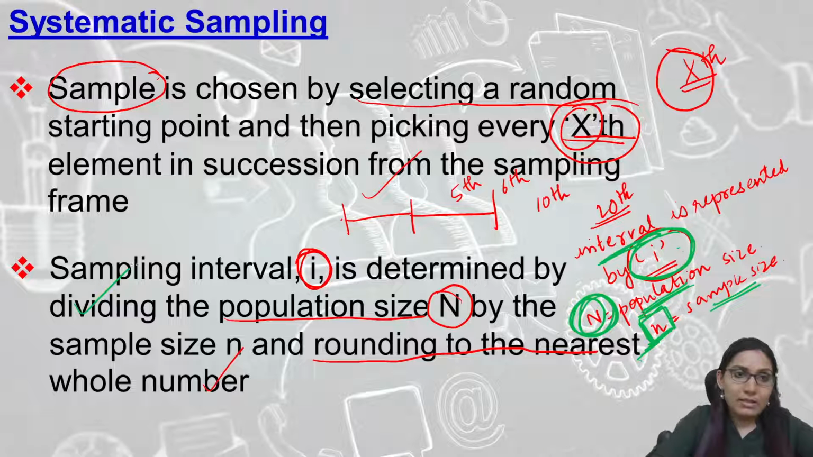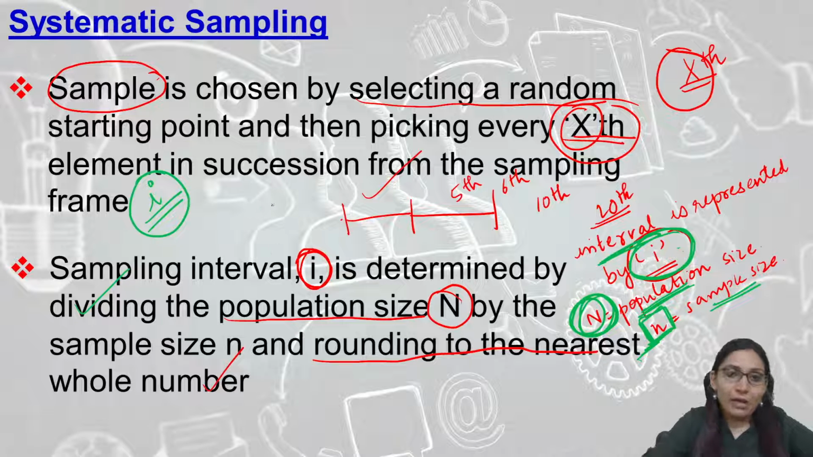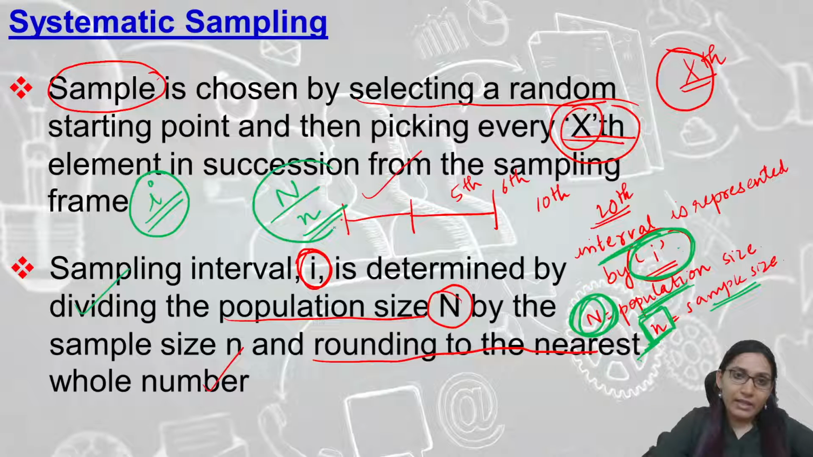So this is it. The sampling interval I is determined by dividing the population size N by sample size n and rounding to the nearest whole number. So the sampling interval I, that is the x term, is determined how? N divided by small n, and whenever we get an answer in fractions or decimal points, it is rounded off to the nearest whole number.